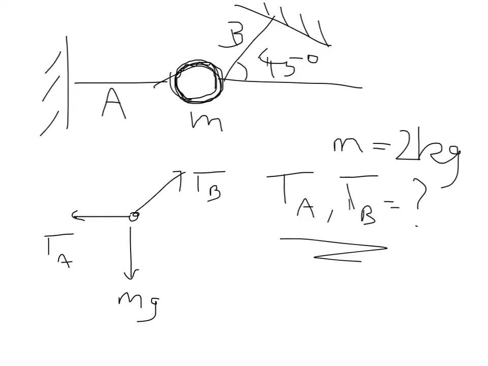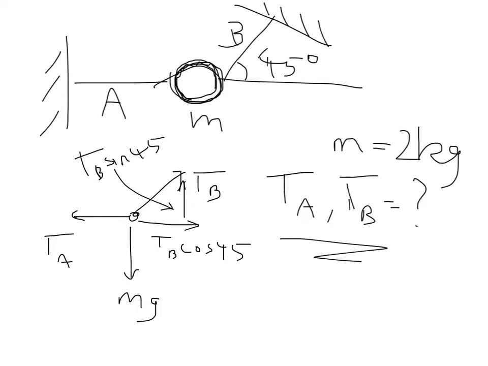You can divide it up as well if you'd like. You got TB cosine of 45, and then TB sine 45 for the vertical component.